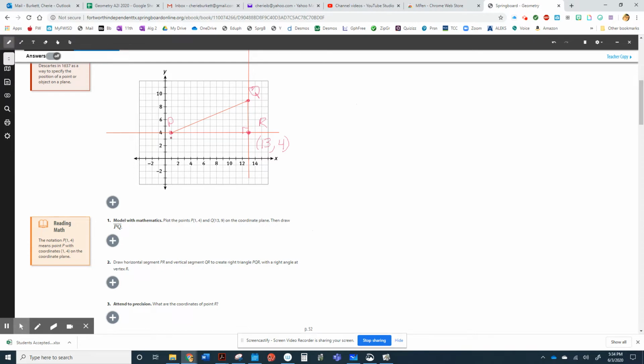And this x coordinate right here is the x value 1, and this coordinate right here is the x value 13. So in order to find out how big PR is, we're going to say 13, which is the right point, minus 1, which is the left point, and 13 minus 1 gives me 12.